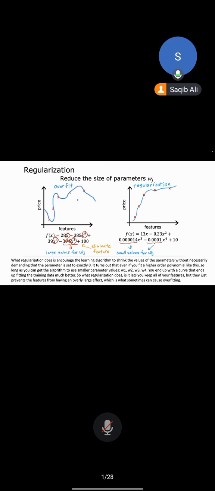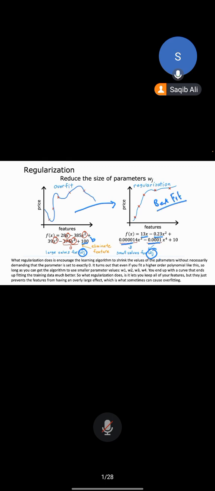So previously, for example, reduce the size of the parameters. Previously, we have 28, 385, 39, 174, and this is b. Very large values for Wj. But over here, we are using very small values of Wj. So you can see from overfit, our model is transformed to best fit.